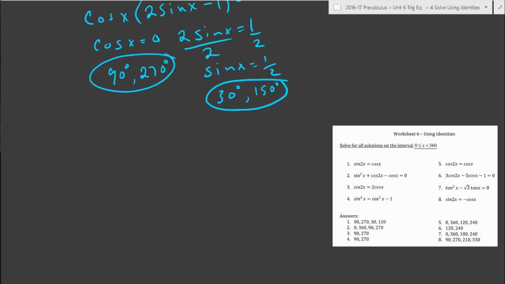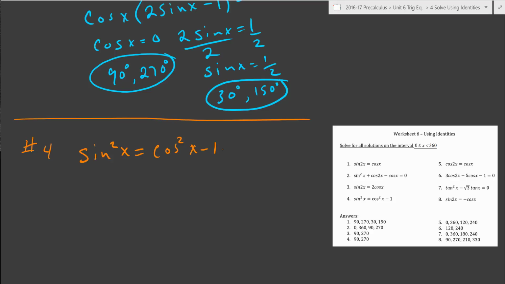The next problem we all did in class was problem number 4. We have sine squared x equals cosine squared x minus 1. And we're going to use a Pythagorean identity here. It's not real important which one we use. Remember, we have sine squared x plus cosine squared x equals 1. And we can manipulate that to create an identity that we could use on either side. The easiest one to create is if I subtract cosine squared x from both sides, leaving me with sine squared of x equals 1 minus cosine squared of x.